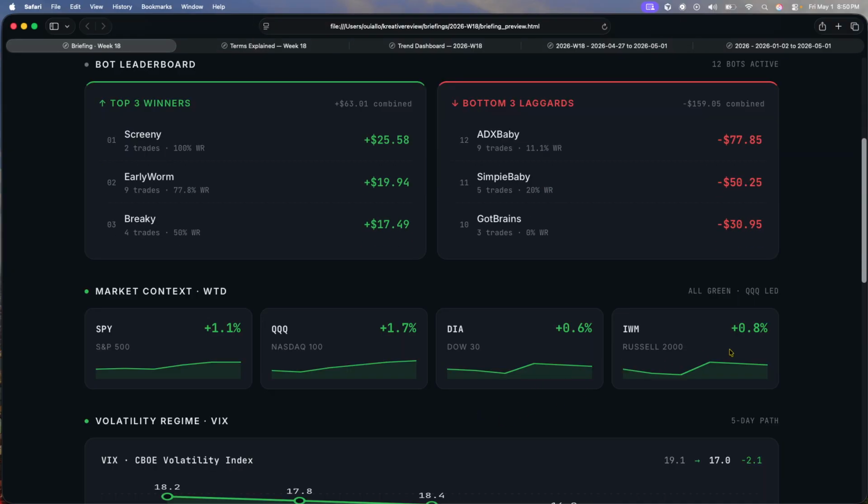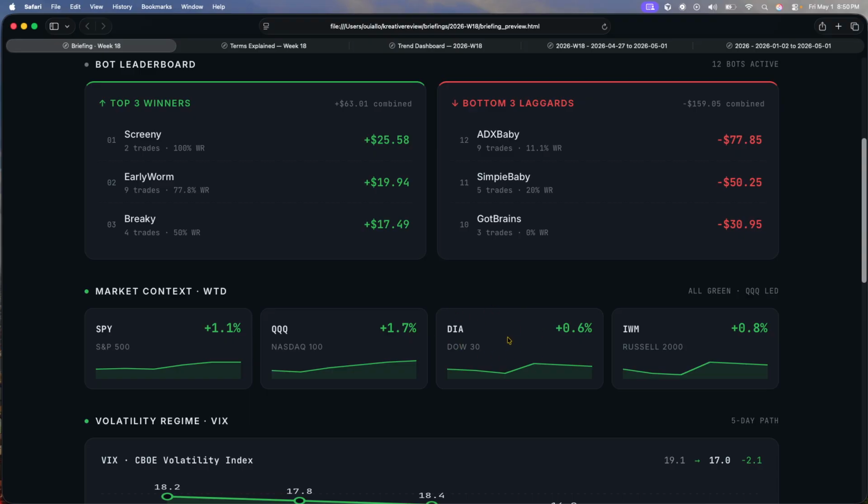So week over week, we're looking at all indexes in the green, right? So SPY, S&P 500, is up 1.1%. And then QQQ is leading the way, and this is going to be the tech sector, right? So when you're looking at SPY, this is going to be the overall market index. This is going to let me know the market for the week is up 1.5%. So sentiment should be good, right? Then we have tech, or QQQ, leading the way at 1.7%.